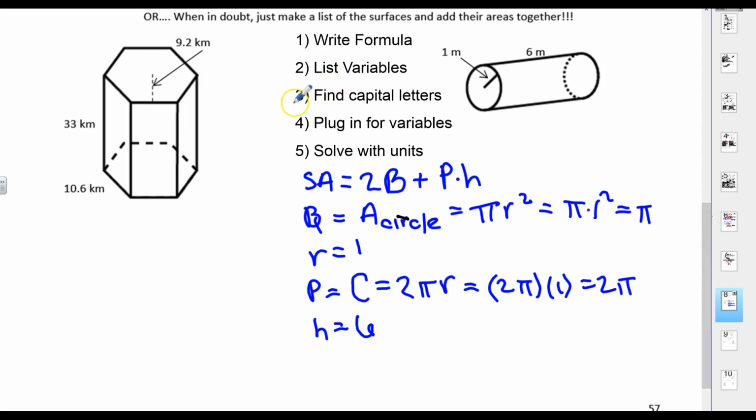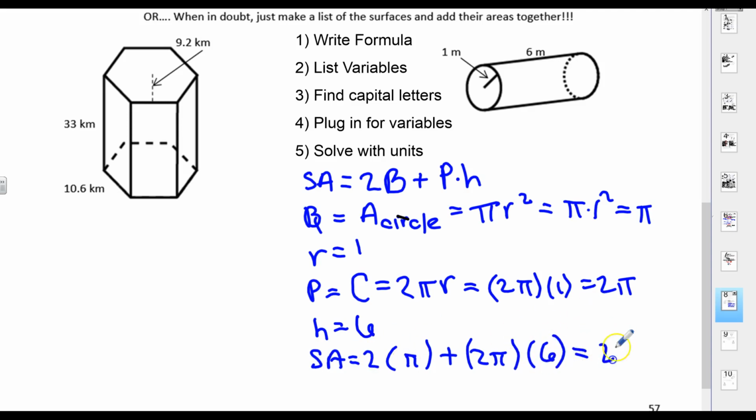So we've now found the capital letters, now we're going to plug in for the variables. So my surface area equals 2 times my base, which was pi, plus perimeter, which was 2 pi, times my height, which is 6. So 2 times pi is just 2 pi, plus 2 pi times 6 is 12 pi, so I get 14 pi. My units here are in meters squared. All right, guys, let's take a look at the next section.